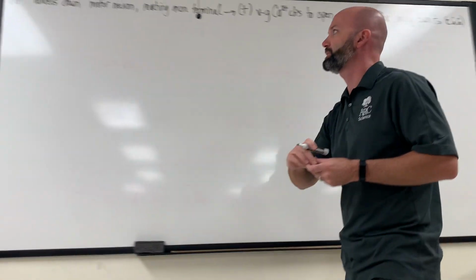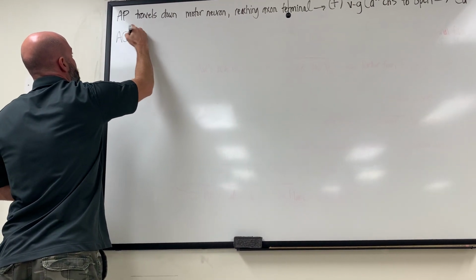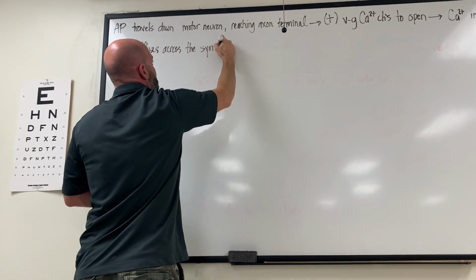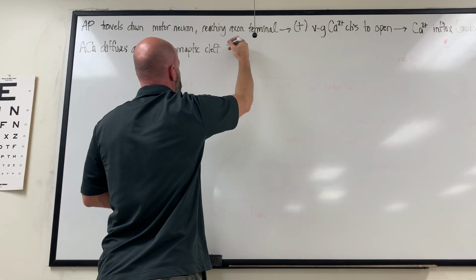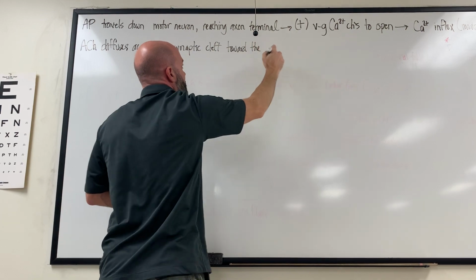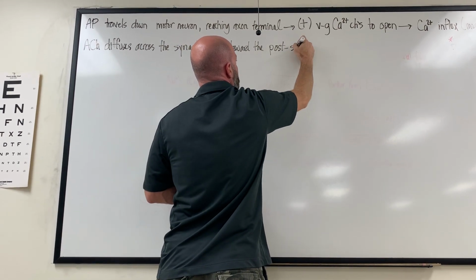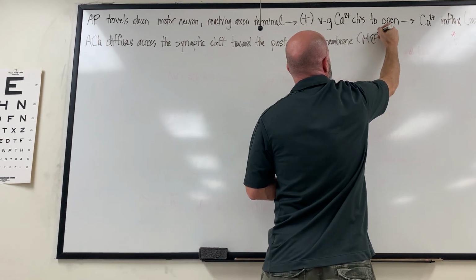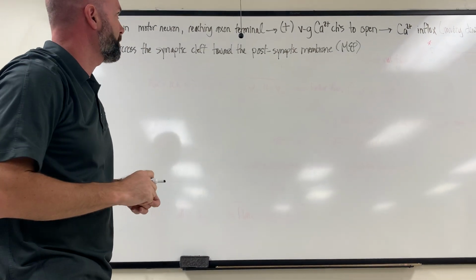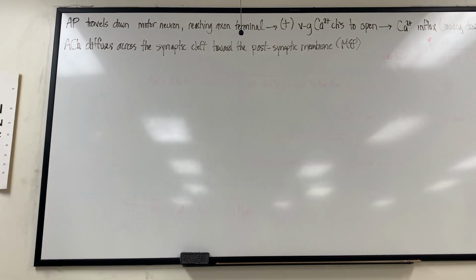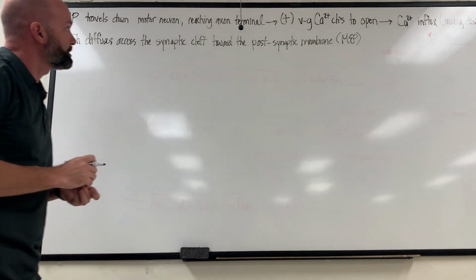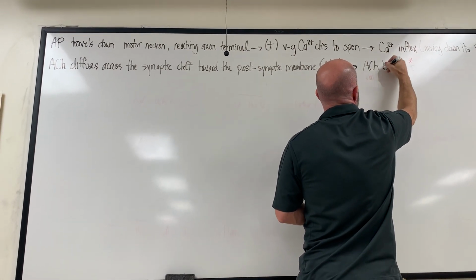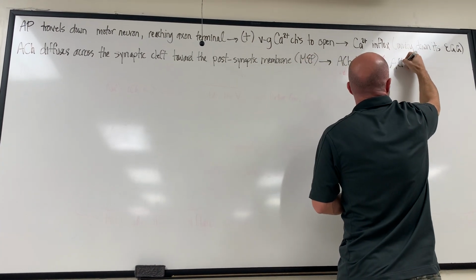So what does the ACH do now that it's been released? Diffuses across the synaptic cleft toward the postsynaptic membrane, which is the motor end plate. So we've identified all three parts of the synapse: presynaptic membrane, postsynaptic membrane, and the synaptic cleft between them. So when it gets there, ACH binds to ACH receptors.